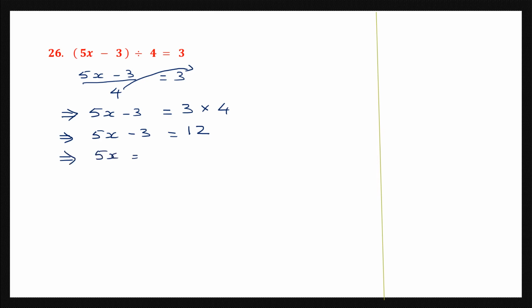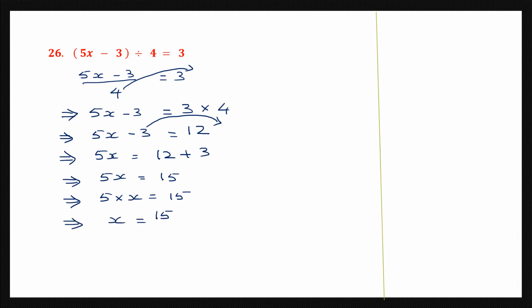5x is equal to 12. We transpose minus 3. It becomes plus 3. This means 5x is equal to 12 plus 3 is 15. 5 into x is 15. Therefore, what does this mean? X is equal to 15, transpose 5, it becomes division by 5. 5 3s are 15. So the value of x here is 3.